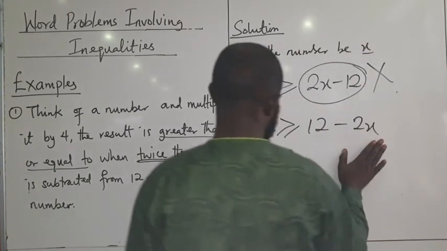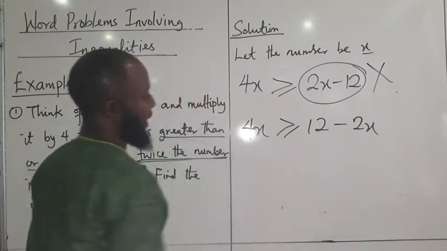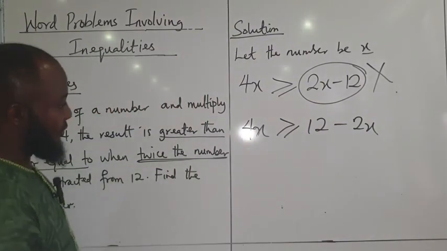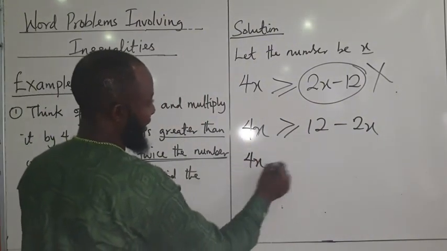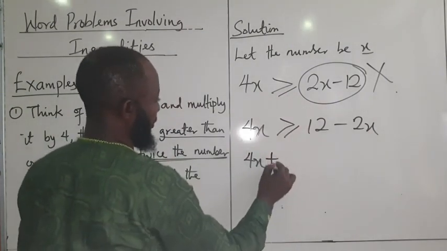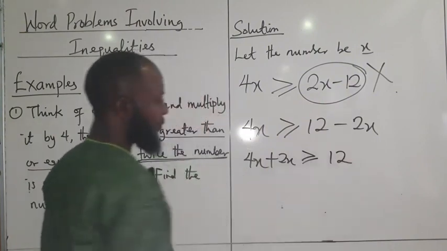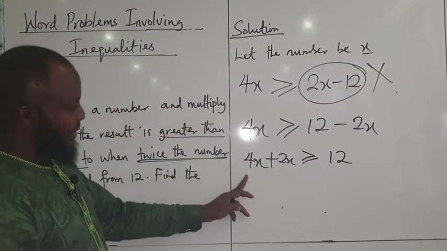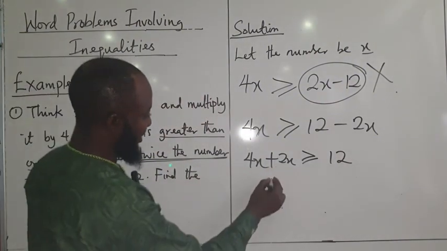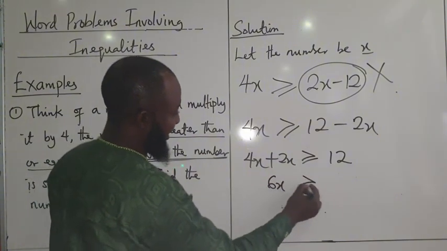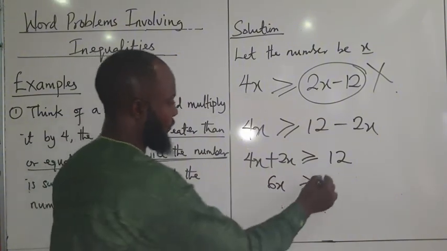So let's now solve this. And you can see that we have a linear inequality. We can then solve by saying 4x. So this 2x will come here and become what? Plus 2x. Greater than or equal to what? 12. Alright? So 4x plus 2x will give us what? 6x. Greater than or equal to 12.